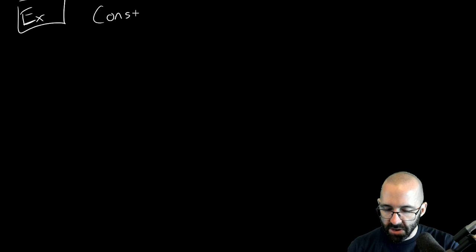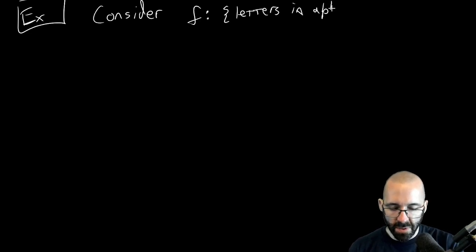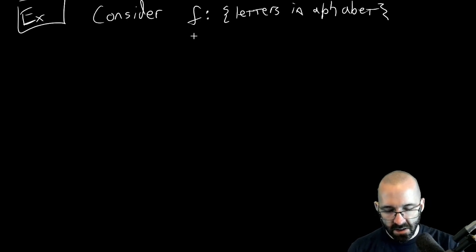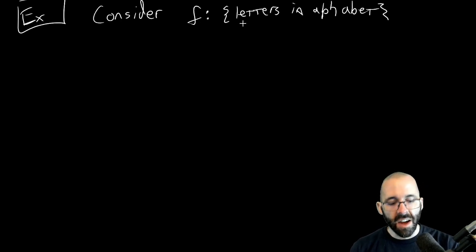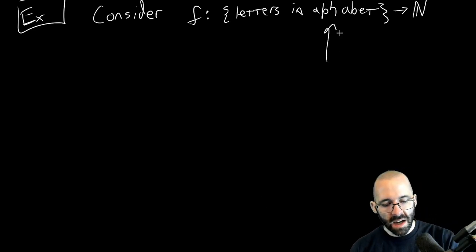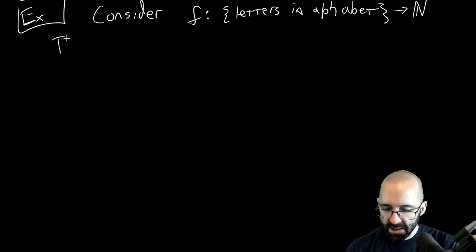So consider the function f. Not particularly creative in what we name our functions here. Let the domain be the set of all letters in the alphabet. Oops, that's not how you spell alphabet. All right, the letters in the English alphabet anyway. And f is not the set. That's the domain. f is the function that takes elements in that domain to the natural numbers. So this is our domain. This is our codomain. All right, and the question is, is f a function?